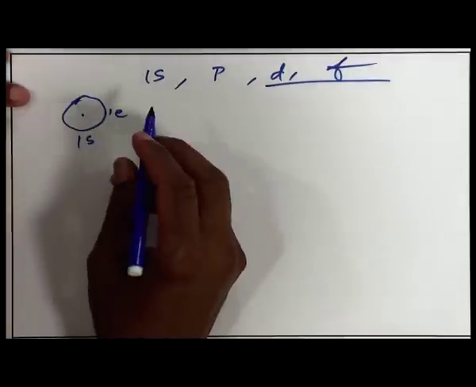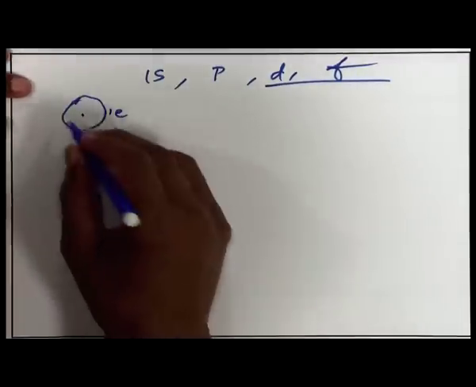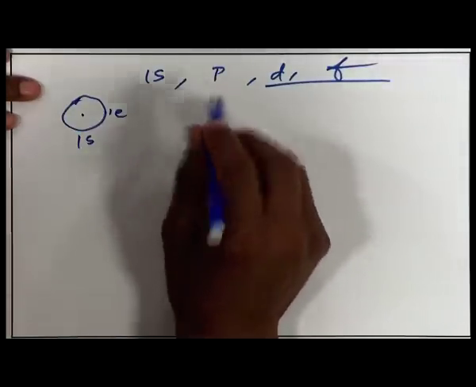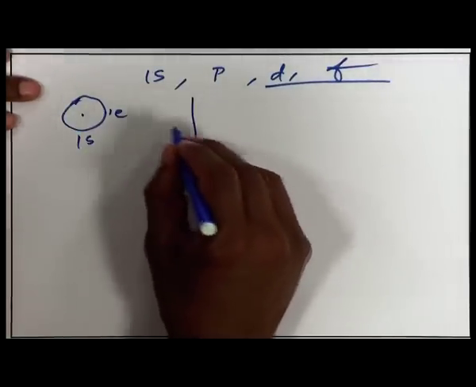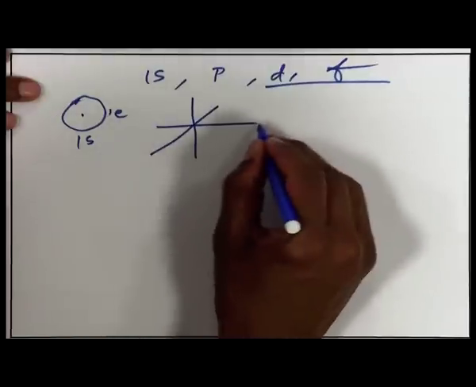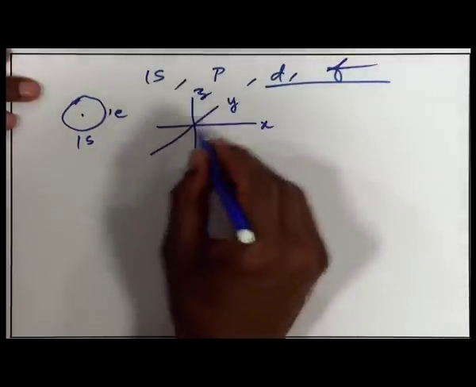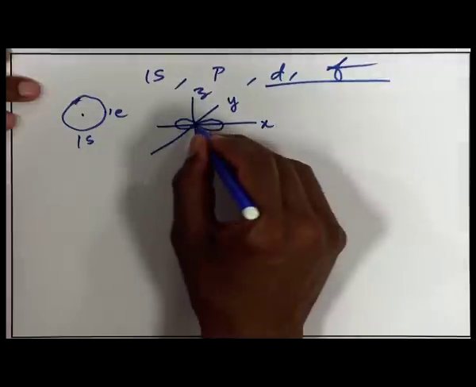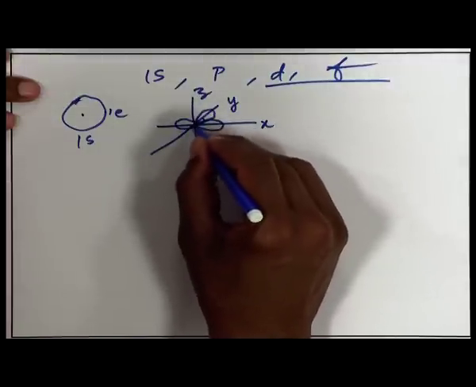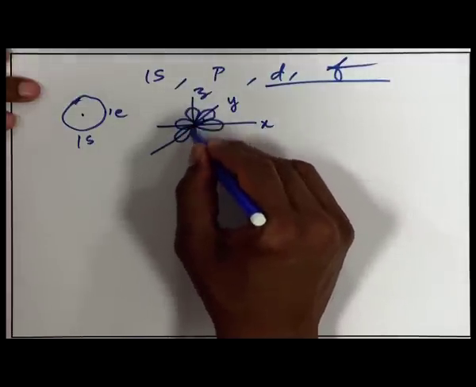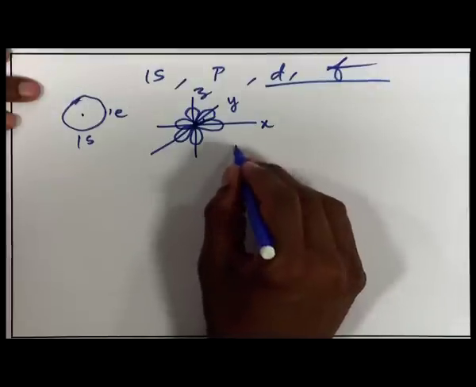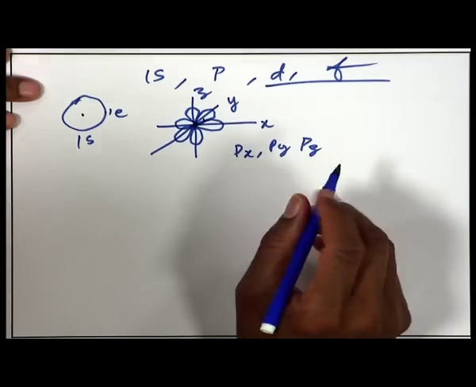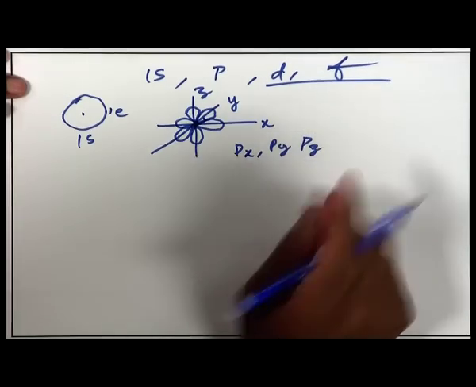So, this is a 1s orbital shape. If you take a 1s orbital, it has a spherical shape. If you take a p orbital, there are 3 types of p orbital. If you say this is x, this is y, this is z, there is an orbital along the x axis, an orbital along the y axis, and an orbital along the z axis. So, there are 3 p orbitals: the px orbital, py orbital, and pz orbital.